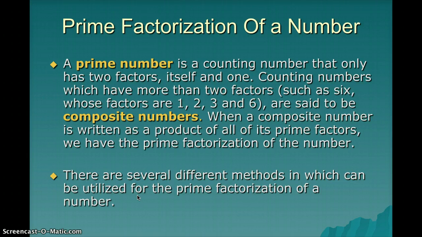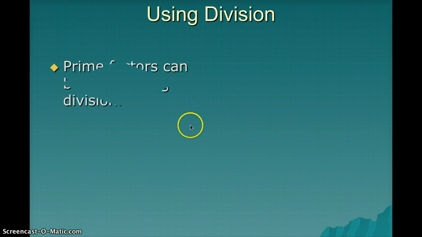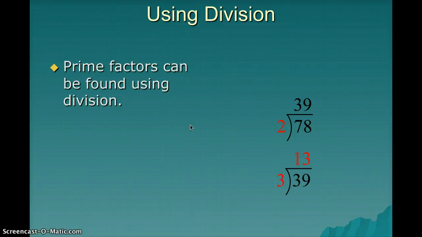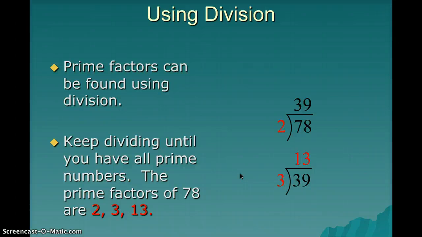There are several different ways you can find the prime factorization. You could do it by using division. So if we're using 78, I can divide by a prime number that I know goes into 78. It's even, so I know I can divide it by 2. That gives me 39, and 39's digital root is 3, since 1 plus 2 is 3, so now I can divide it by 3, and it gives me 13. So 2, 3, and 13 are all prime. So the prime factors of 78 are 2, 3, and 13.